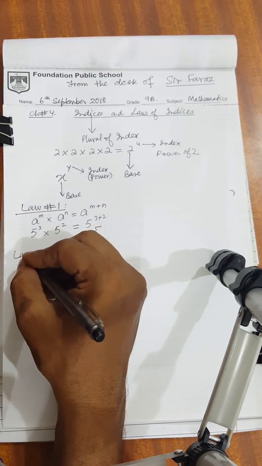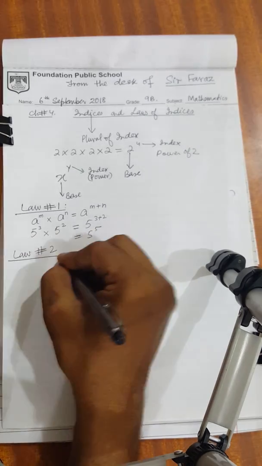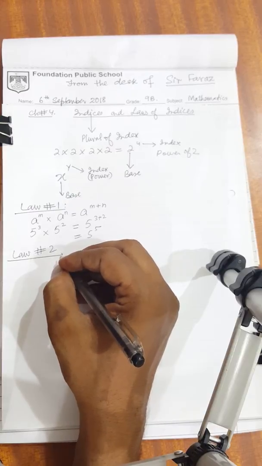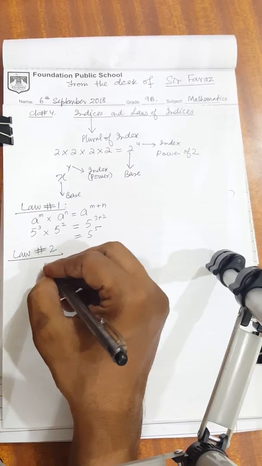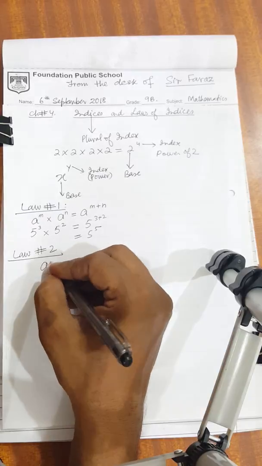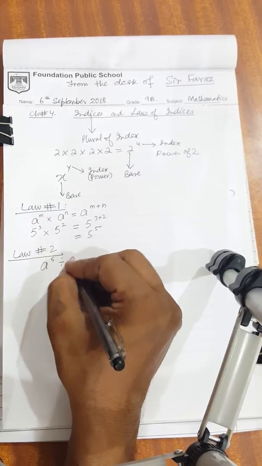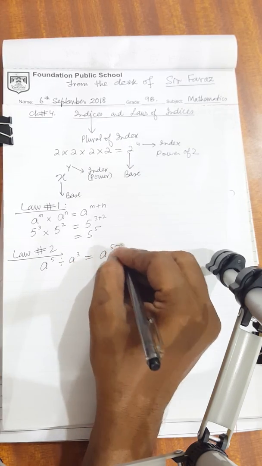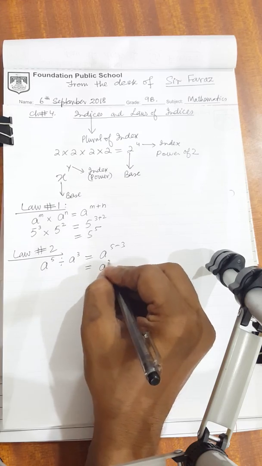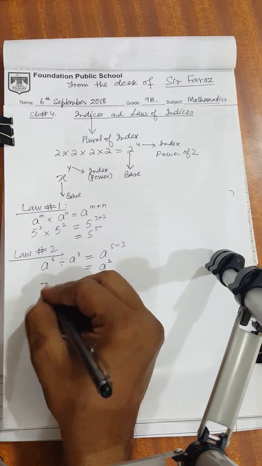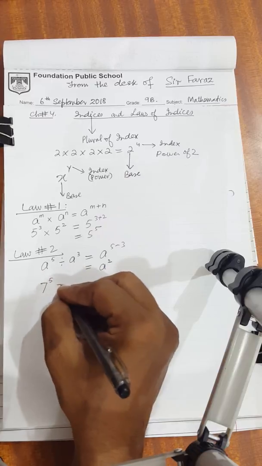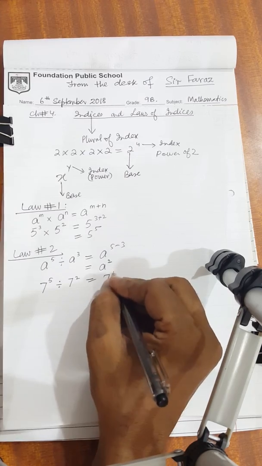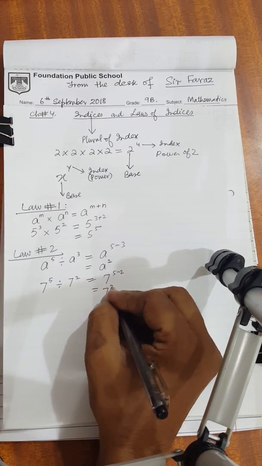Law number 2 is about division. Whenever we divide a number by another number having the same base, like a to the power 5 divided by a to the power 3, as a result, we subtract their powers. 5 minus 3 is a squared. Consider another example: 7 raised to the power 5 divided by 7 raised to the power 2. So 5 minus 2, we get the result 7 cubed.